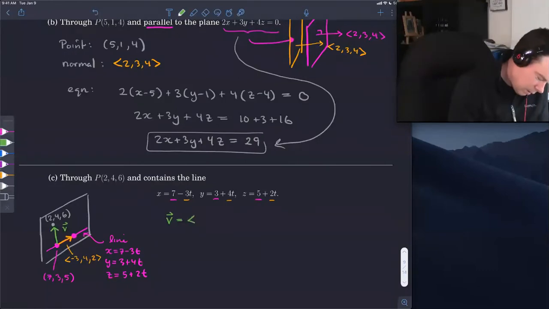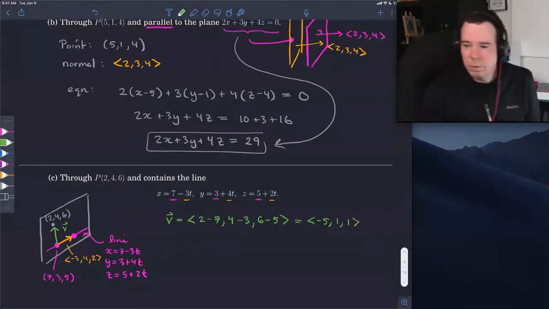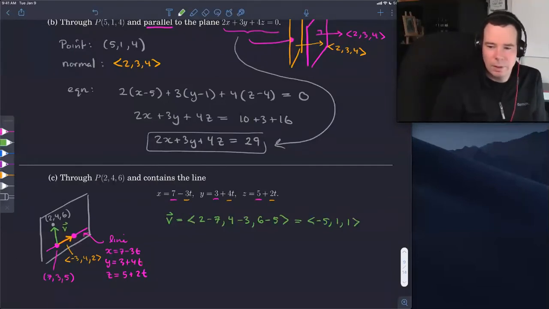So that would be 7 minus 2, 3 minus 4, and 5 minus, sorry, I'm switching these up. Tip minus tail. I wrote the tip and the tail in the reverse order because I was going the other way. Tip is the point 2, 4, 6. So that would be 2 minus 7. And then the y component, 4 minus 3. And the z component, 6 minus 5. So that becomes -5, 1, and 1. So there's a vector that is also parallel to the plane.